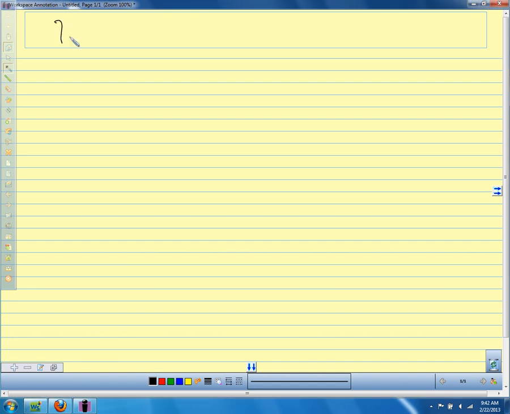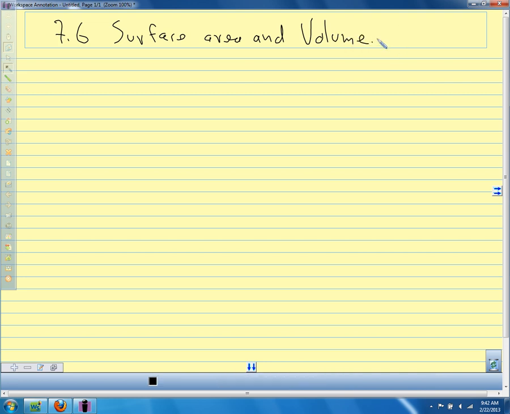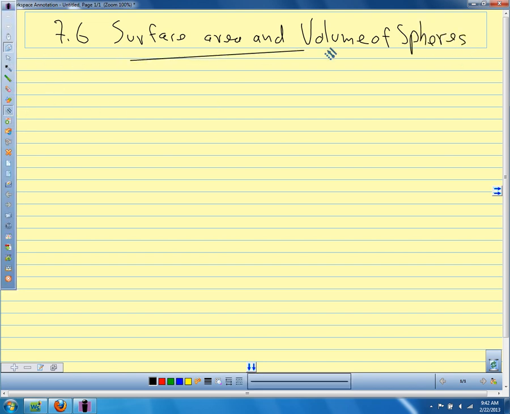Section 7.6. Surface area and volume of spheres.